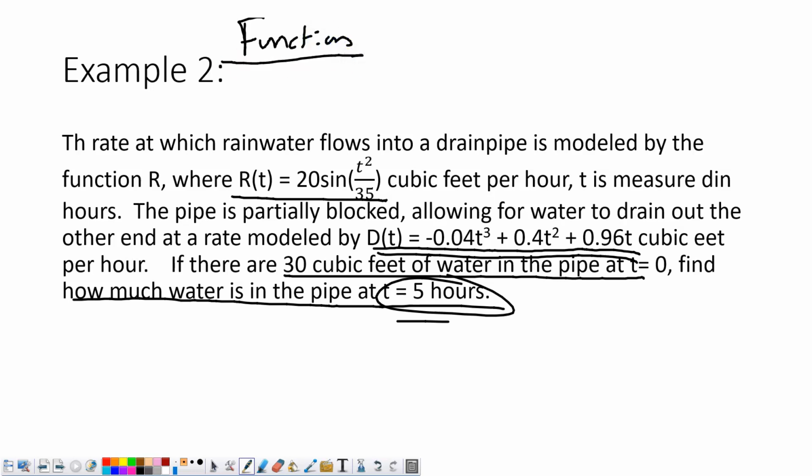So, all we know is the rate in and the rate out, but they don't give us a variable for the total. So let's make up our own, and when you're doing an FRQ, if you're going to make up your own letter, you need to define it. So let's say, let T of X represent the total amount of water.